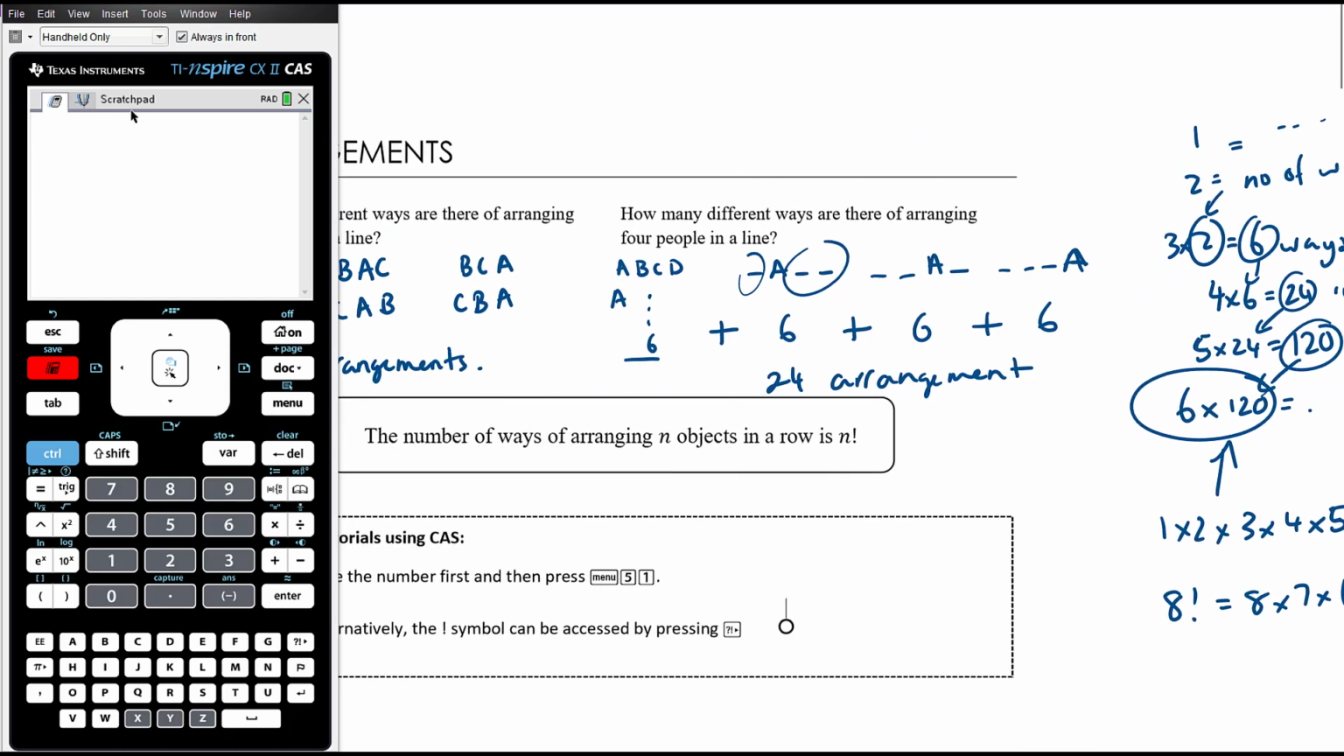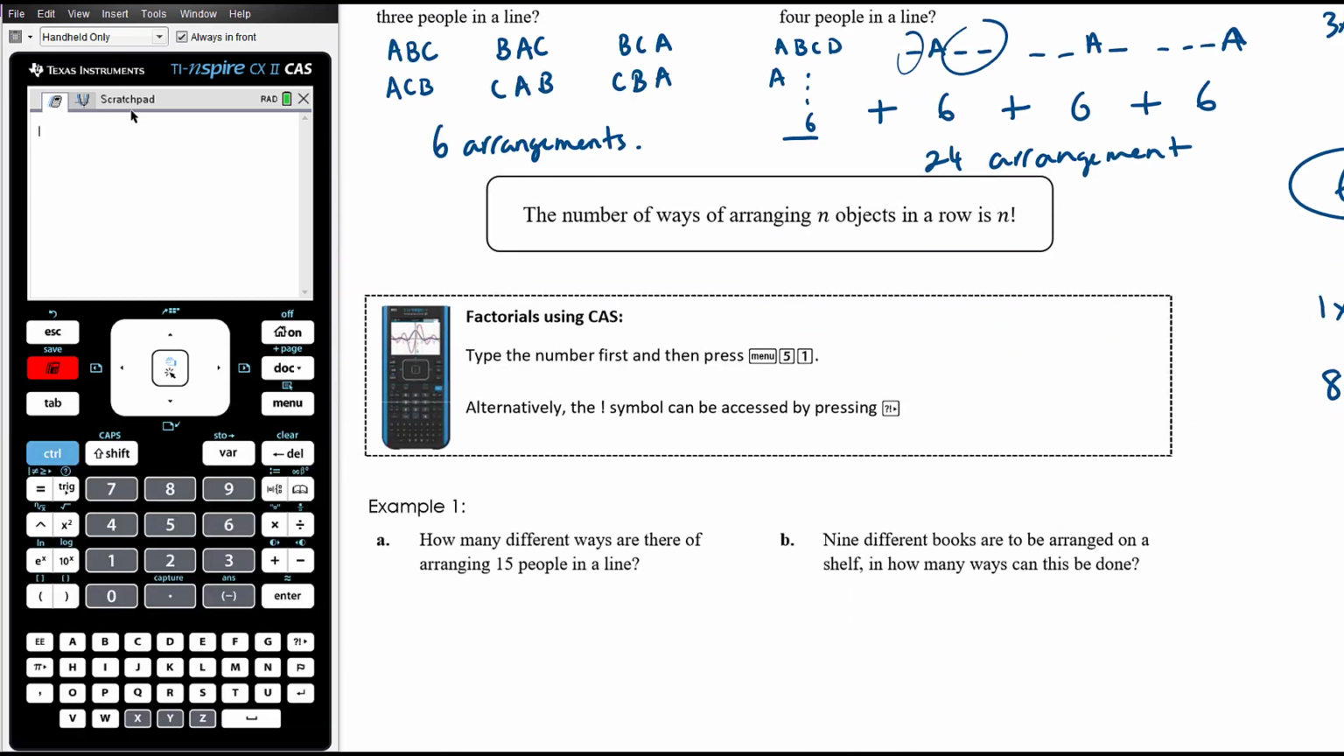Generally speaking, if we have n objects, people, books, things, whatever, to arrange in a row, there are n factorial ways of doing that. So this exclamation point at the end here isn't me being excited about saying that the number of ways of arranging n objects in a row is n. It is n factorial. This exclamation mark is called factorial.